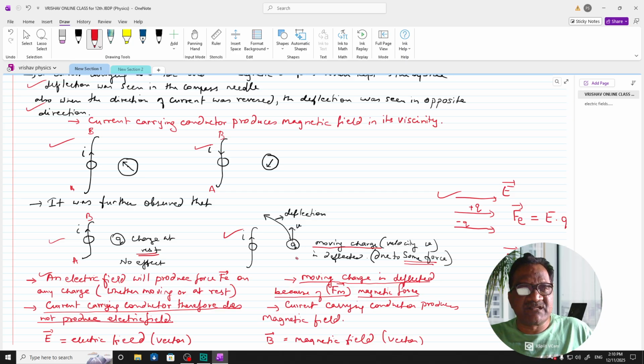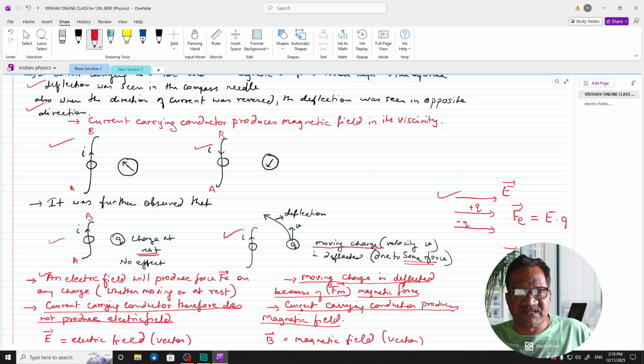So a moving charge is affected by this particular current carrying conductor. We can conclude that a current carrying conductor produces a magnetic field. Because of this magnetic field, there is a force generated, and that force will make the charge change its direction. Previously it was moving in the upward direction, but now it will get deflected in one particular direction. Its direction will be changing. It's not moving constantly in the upward direction. It will be deflected.